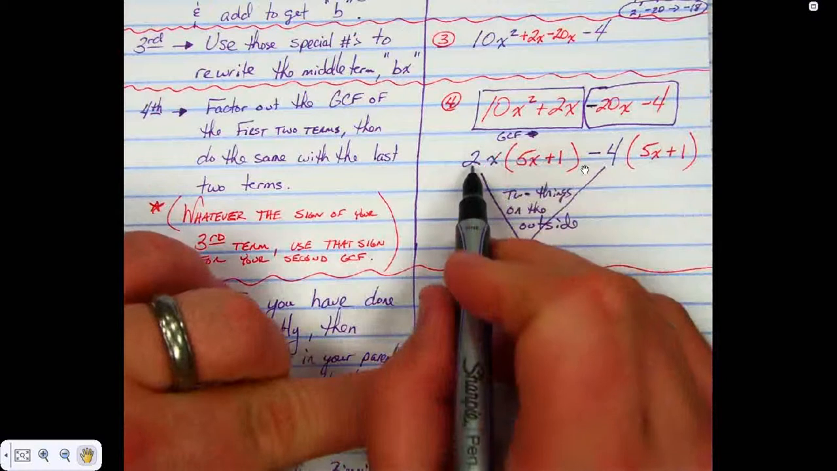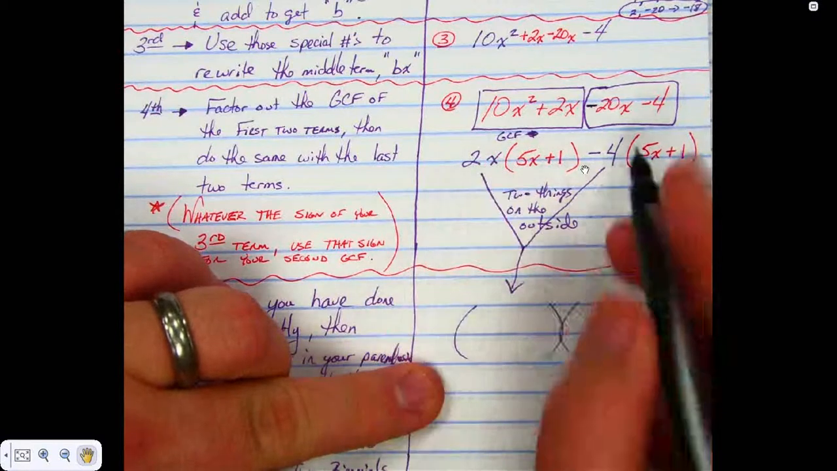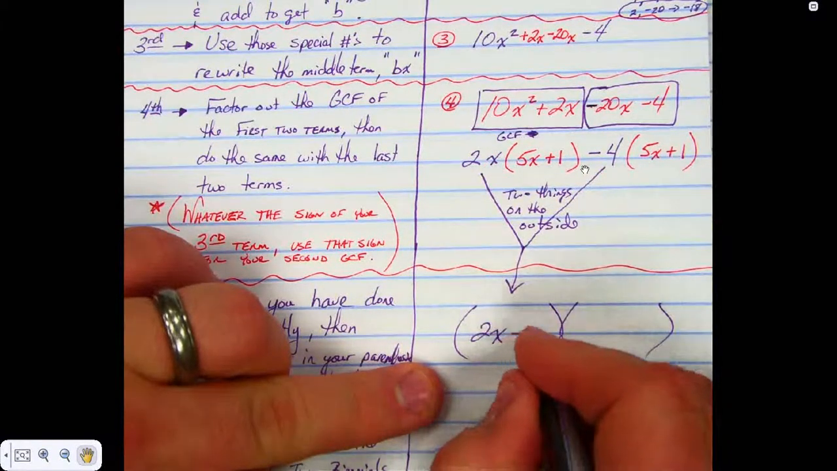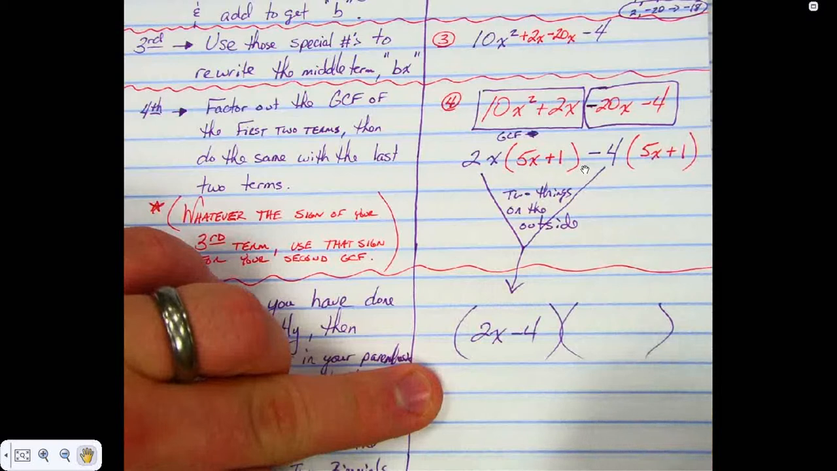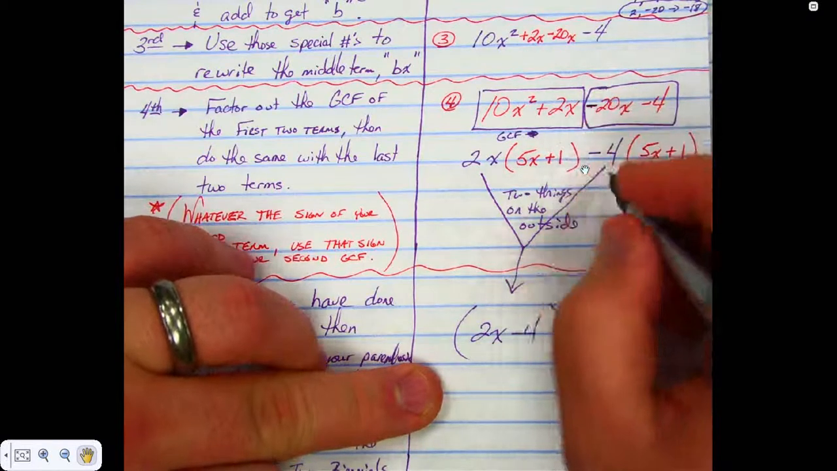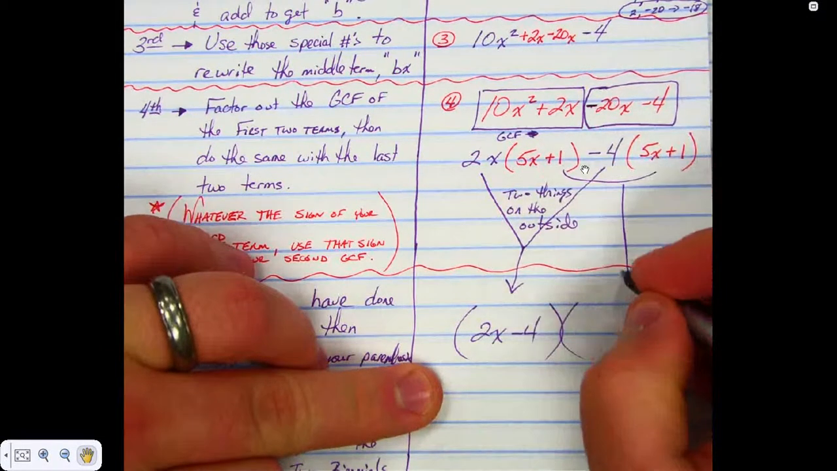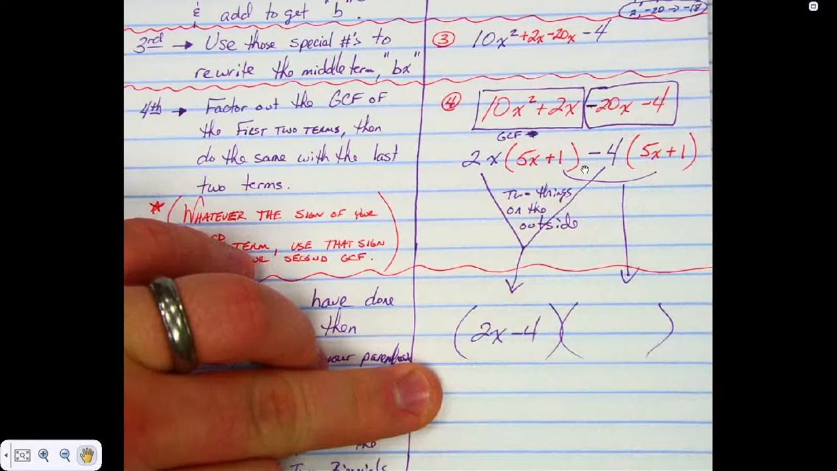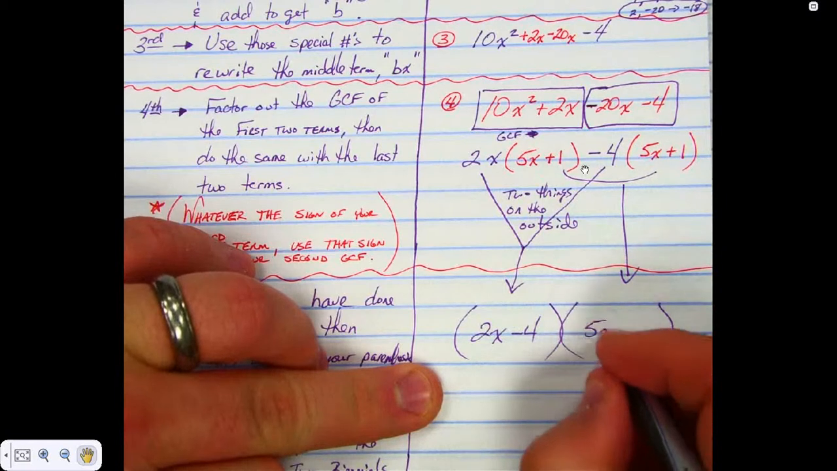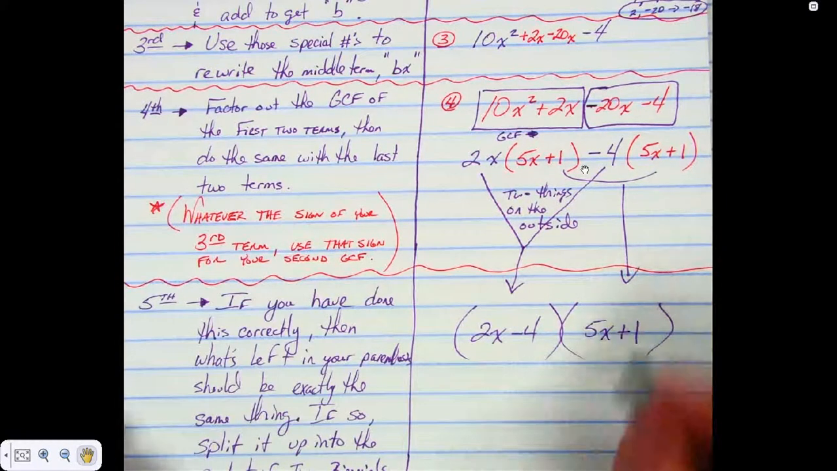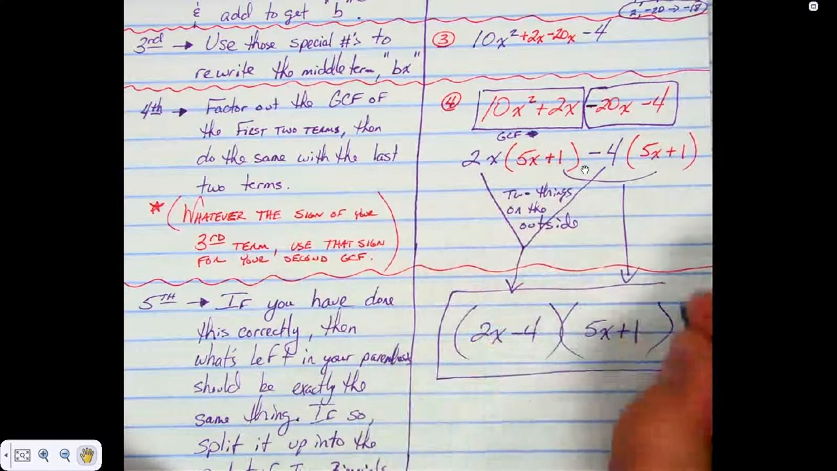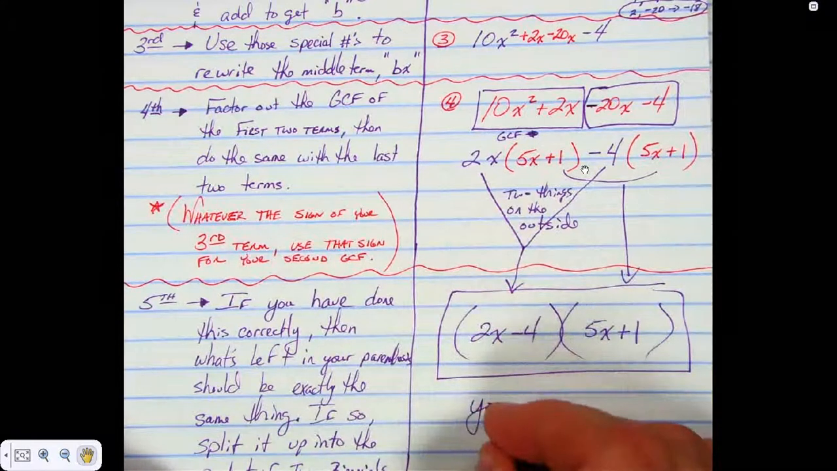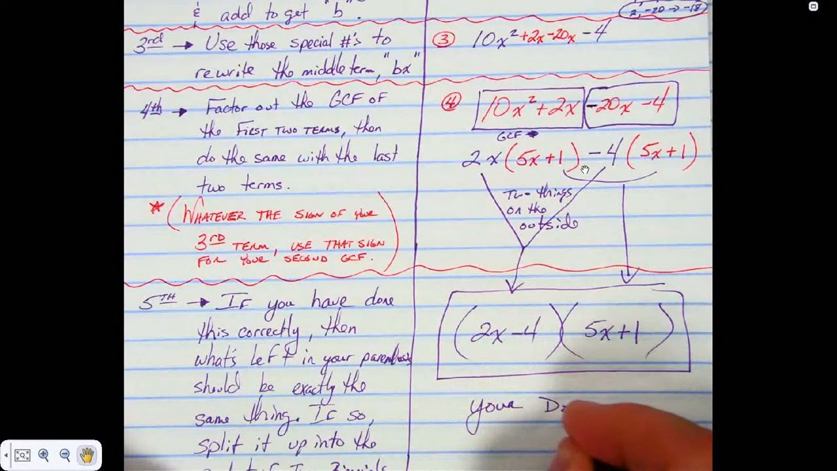What's in front here? 2x minus 4, and 5x plus 4. And then what was the same, you put right there. What was the same? 5x plus 1. Guess what? You're done.